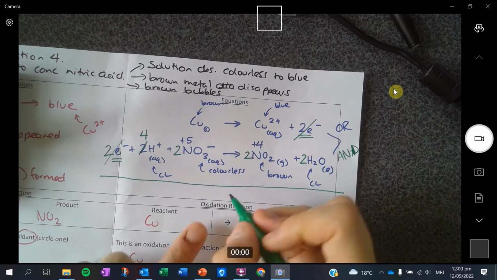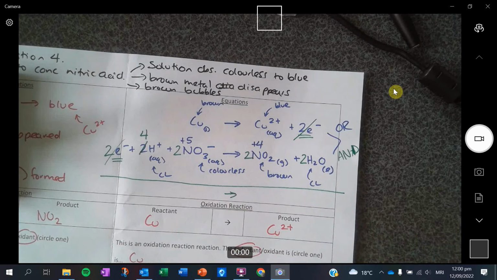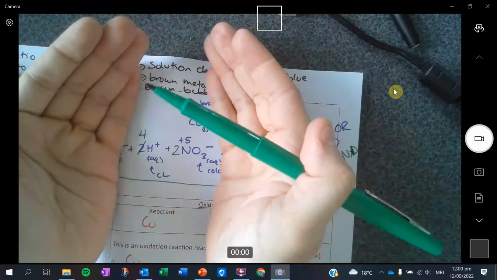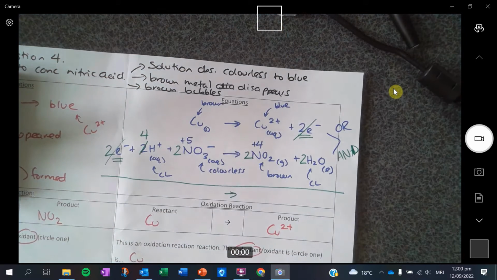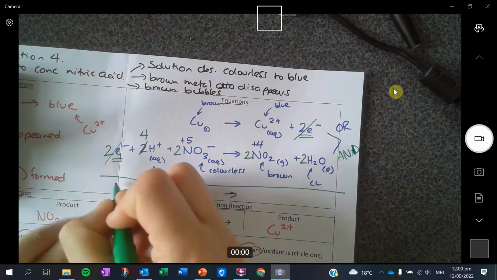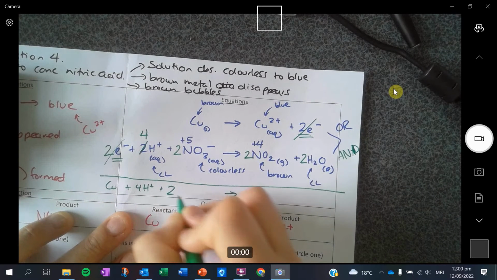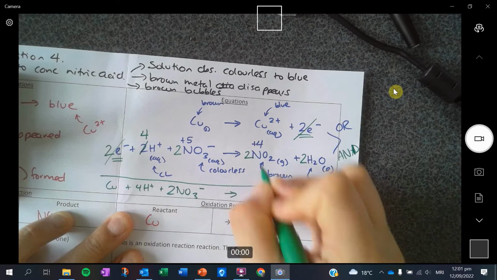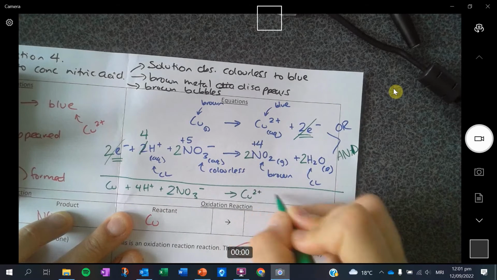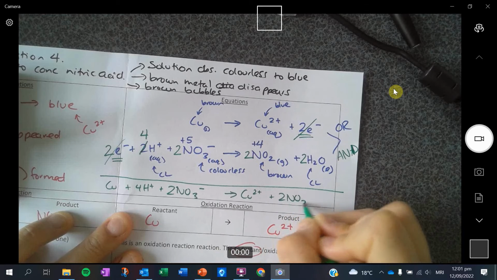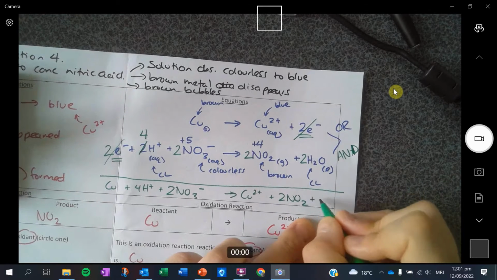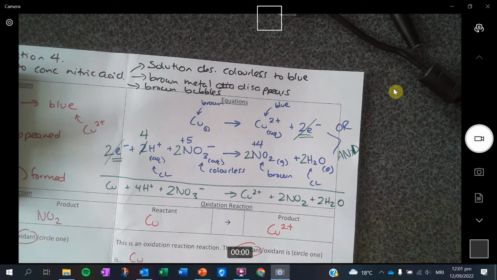Now again, I like to organize it so that way I have my arrow in the center, so that way I can very easily just copy this stuff down and then copy that stuff down. So I have copper, I have 4 hydrogens, I have 2 nitrates. On this side I have copper, I have 2 nitrogen dioxides, and I have 2 waters. And that's how you do it. And that's how you get up to excellence. Sorry, got an itch in my nose.